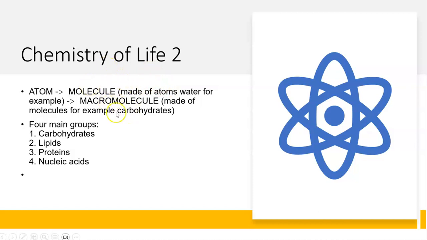And then your macromolecules are going to be like your carbohydrates, which are going to be made up of a bunch of different carbons and hydrogen, a bunch of different stuff. So 4 main groups, you're going to talk about carbohydrates, lipids, proteins, and nucleic acids. So those are going to be kind of your building blocks for the chemistry of life.